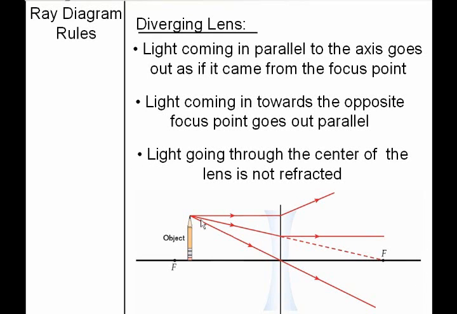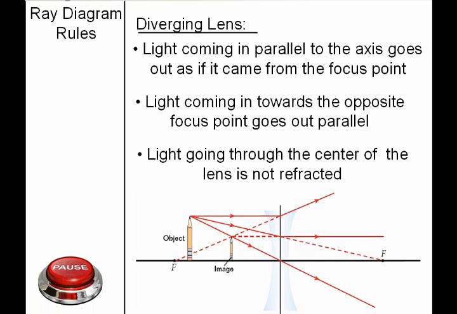On this one, here's our light ray coming in parallel, and it's going out as if it came from this focus point. This one is going towards the far focus point, but bends and comes out parallel. And the one going through the center does not bend at all. For this one, to find the image, you're going to take these 3 rays that are not converging and trace them behind the lens to see where the image is. Pause and copy.